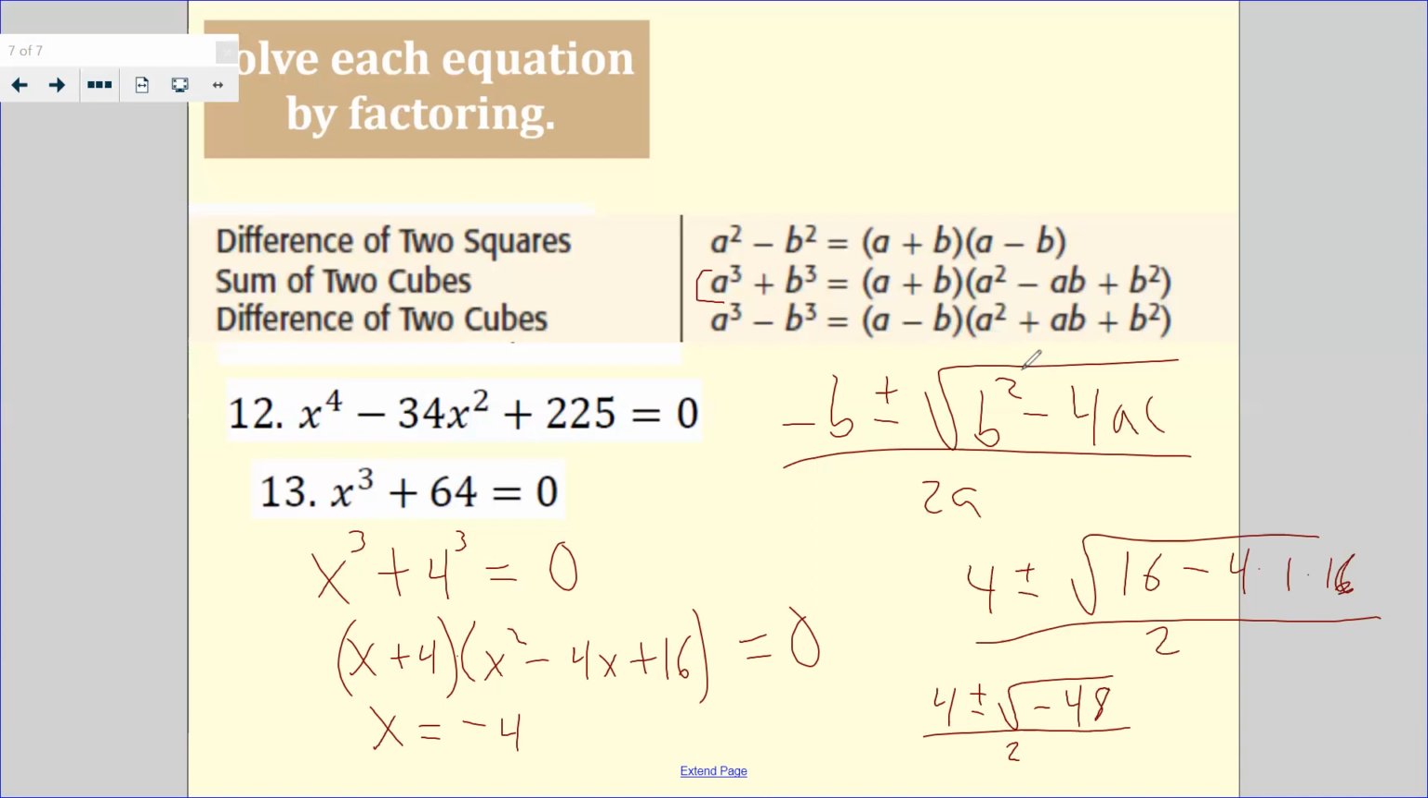For the sake of the time of the video, because I've already talked forever, I'm going to maybe talk about that at a later time. But we'd have one real solution, and then we'd have 2 imaginary solutions because of that square root of a negative. Okay, we'll go into more detail on that a little bit later.